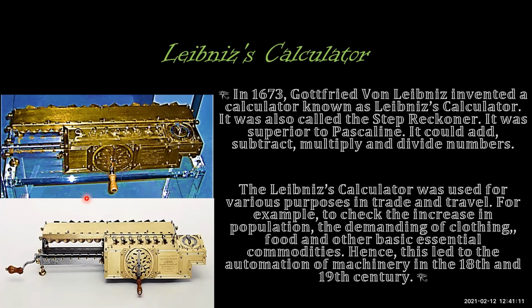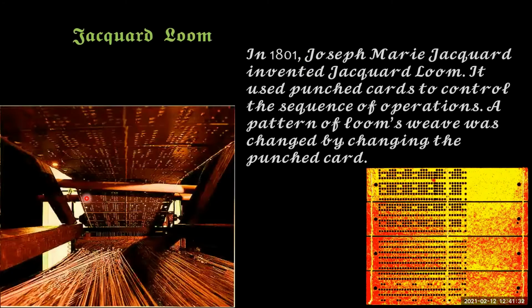Leibniz's calculator was used for various purposes in trade and travel. For example, to check the increase in population and the demand for clothing, food, and other basic essential commodities. Hence, this led to the automation of machinery in the 18th and 19th century.